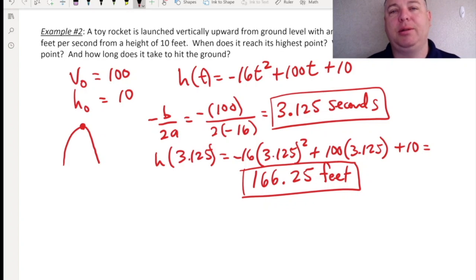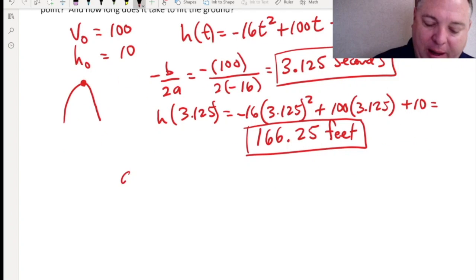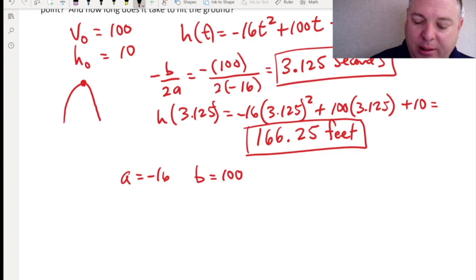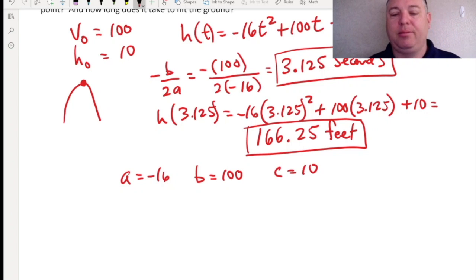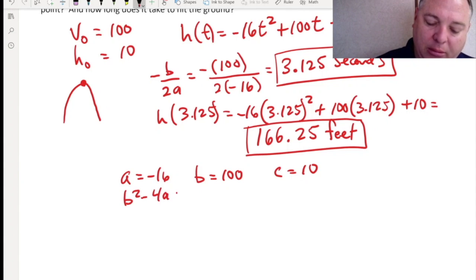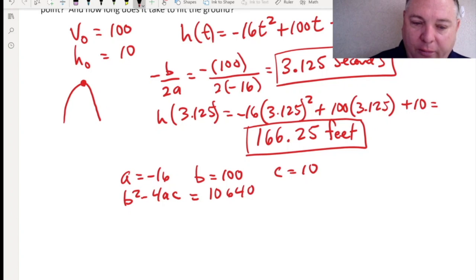But another question is, when does it hit the ground? We're going to use the quadratic formula. So let's identify our 3 parameters. The a value is negative 16. The b value is 100. And the c value is 10. Substituting into the discriminant formula, b squared minus 4ac gives us 10,640.